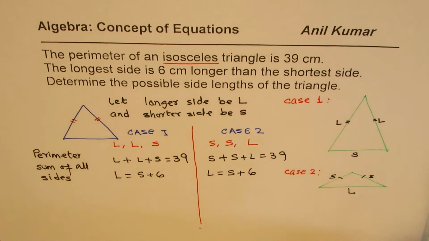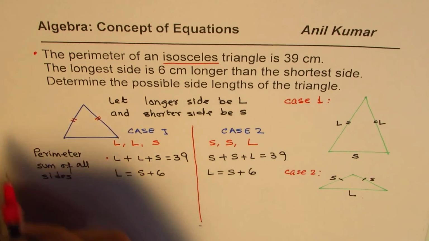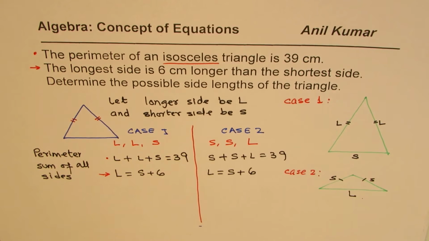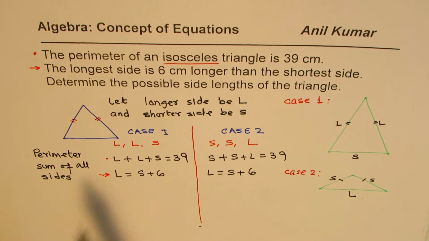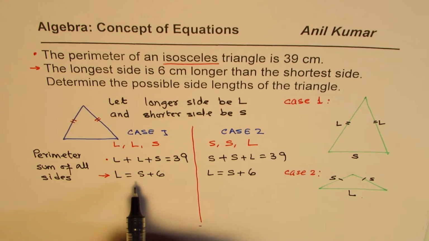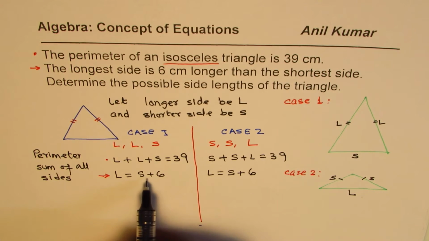So from the two conditions given, from the first condition we get one equation, and from the other one we get another equation. We have two variables, L and S. To solve for these variables, we always need two equations. Remember that part. Now, to find the value of L and S, we need to substitute, right? Since we know L is S plus 6, we can substitute that in our equation.